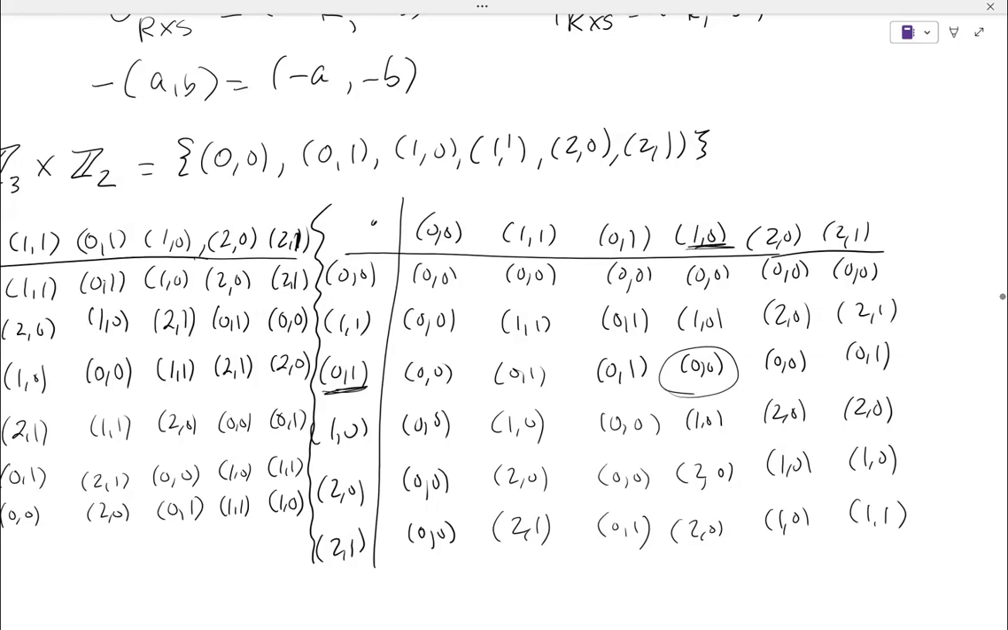There's other ones too, right? (2,0) times (0,1) works as well. There's lots of different examples, right? Notice that anything with a 0 in it will be a zero divisor because it matches up with another pair that has a 0 in the first component. So in particular, a direct product can never be an integral domain, ever, unless you have what's referred to as a trivial ring, a ring with one element in it, which we don't deal much with.